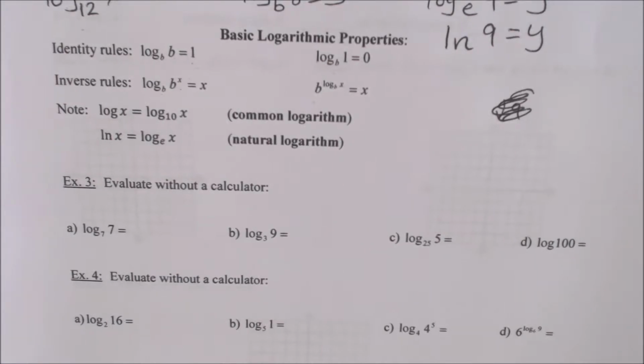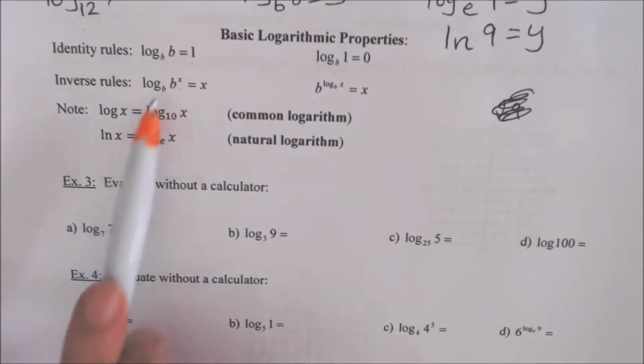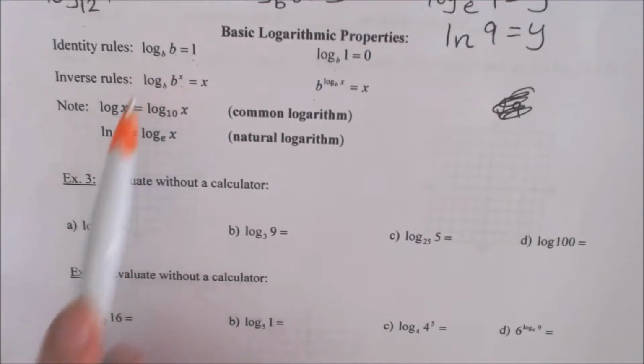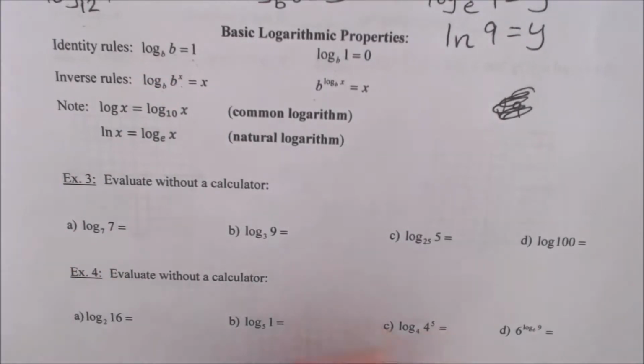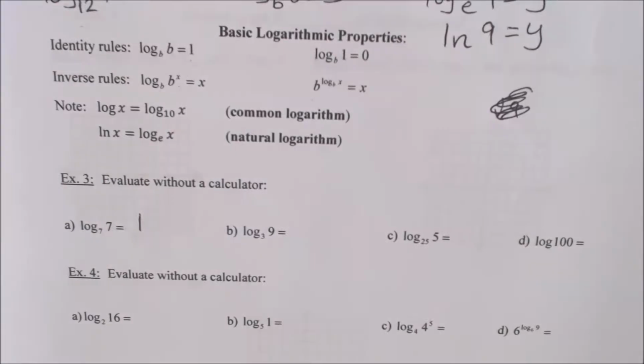So the first one we have is log base 7 of 7. Look back at your properties. The base and the argument are the same, log base b of b. So we're using this identity rule. So log base 7 of 7 just turns into 1.